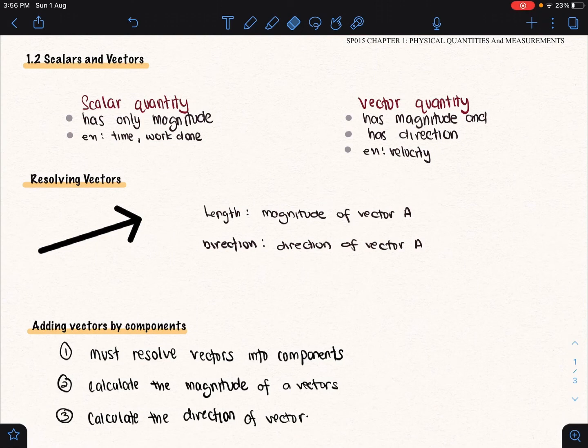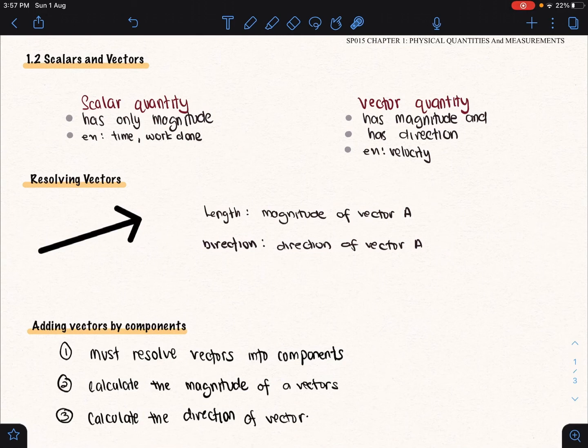Alright, first, before we look at the definition, I'm very sure you guys are very aware of what is scalar quantity and vector quantity. Scalar quantities must have magnitude only, whereas vector quantities must have magnitude and also direction. So to define scalar quantity, it is a physical quantity with magnitude only. For example, time or work done. Next, to define vector quantity, it is a physical quantity with both the magnitude and also direction. For example, velocity, force, electric field and so on, which have direction.